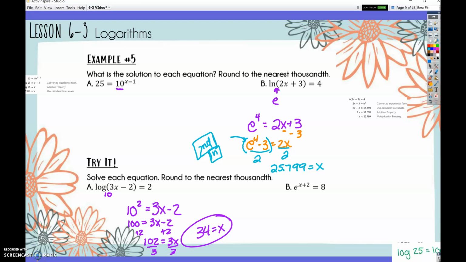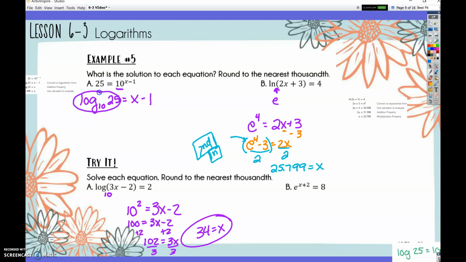For part A on the try it, notice how these two examples, my B on the example 5 and my A on the try it, they had log or natural log in them. I rewrote them as exponentials to solve them. Now this one's written like an exponential. I'm going to rewrite it as a log. So since it doesn't have an e involved, it has that base 10. I'll rewrite log base 10 of 25 equals x minus 1.